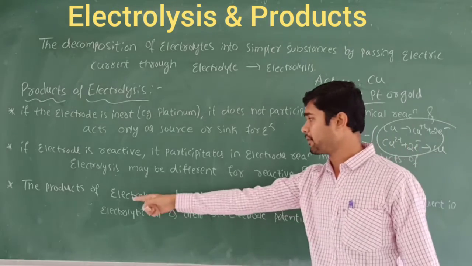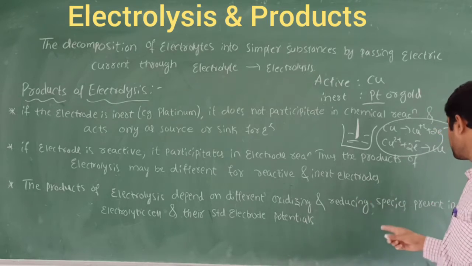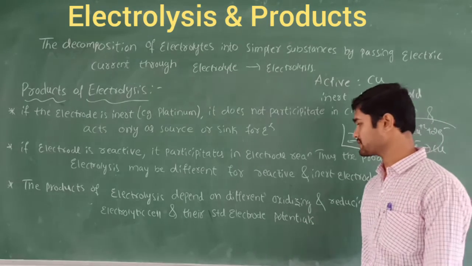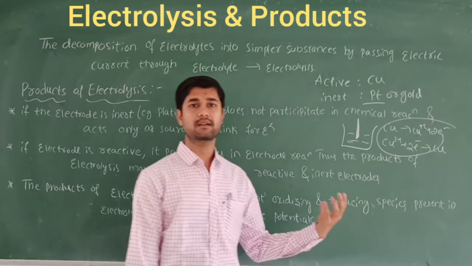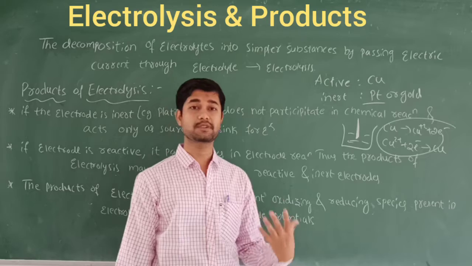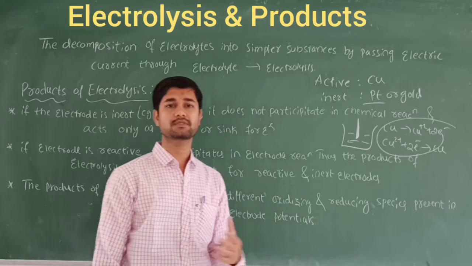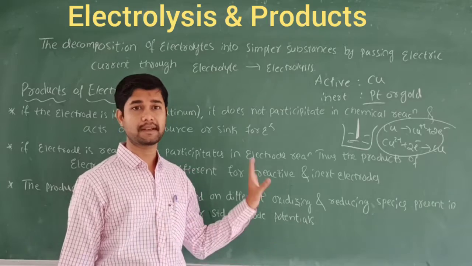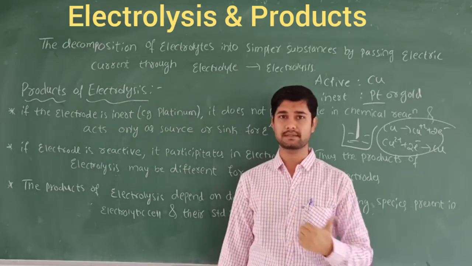So next one, the products of the electrolysis mainly depend upon the different oxidizing and reducing species present in the electrolytic cell and their standard electrode potential. So here some species will be oxidizing and some will be reducing. Reducing means they are going to take up electrons, oxidizing means loss of electrons. These take place in order to get the different products of the electrolysis.